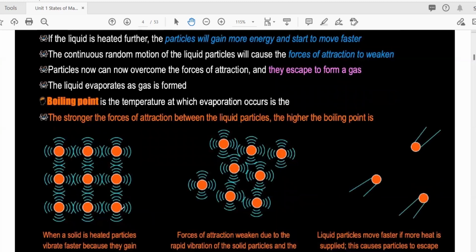Okay, further here you can see when a solid is heated, the particles vibrate faster because they gain more energy. The force of attraction becomes weak due to the rapid vibration. The solid particles start to melt. Liquid particles move faster, escape, and then convert into gas. So this is how they convert from solid to liquid and liquid to gas.